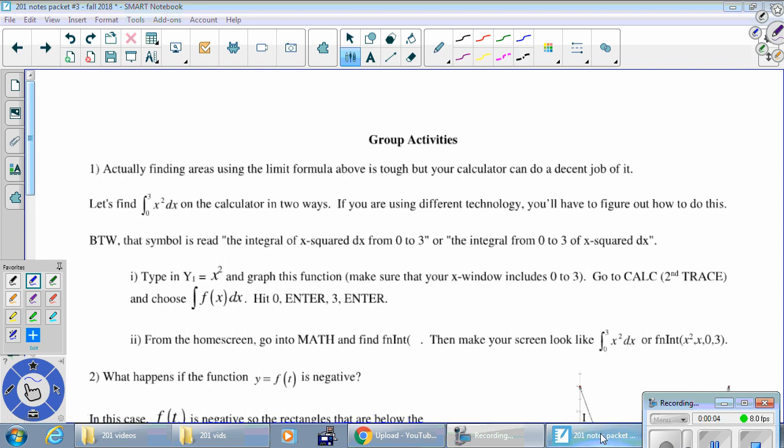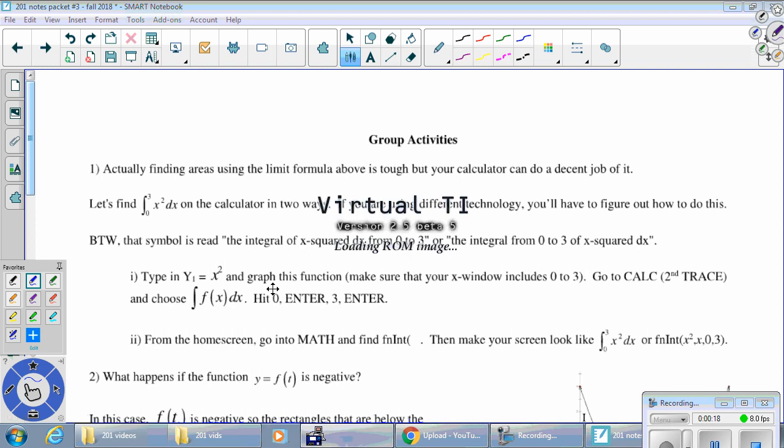Lesson 38, activities. So we're going to find this integral on the calculator in two ways. In the demo, we just approximated it. I think we got 14.5. So let's see if we can type this into the calculator. So here we go. On my calculator, this is what it looks like.